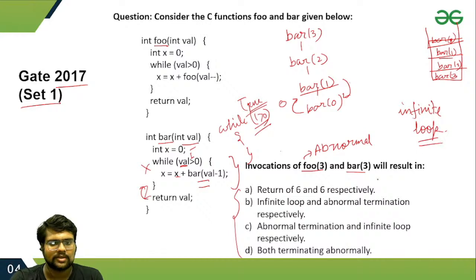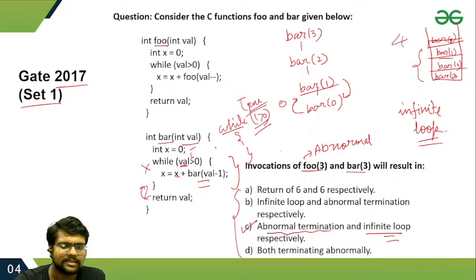So our correct answer for this would be abnormal termination and infinite loop. Foo will terminate abnormally because the function stack will get full, and bar will result in an infinite loop because in the while there is a condition 1 is greater than 0 which will always be satisfied, and we will only have at most 4 entries in this stack. So the stack will not get full, so we will not get any abnormal termination error, but instead it will be an infinite loop. We have to press Control C to stop the program. So option C is correct.